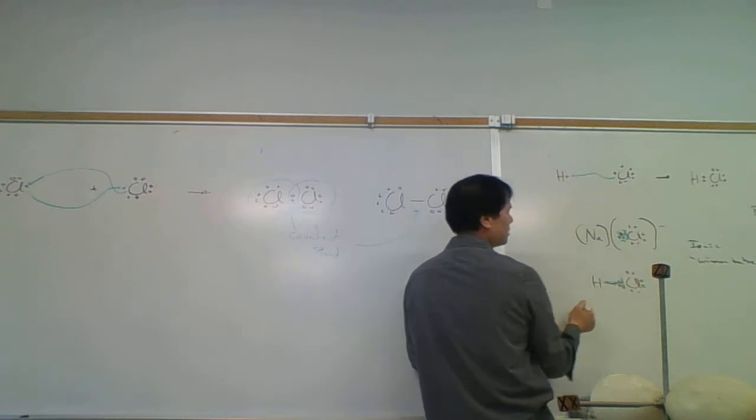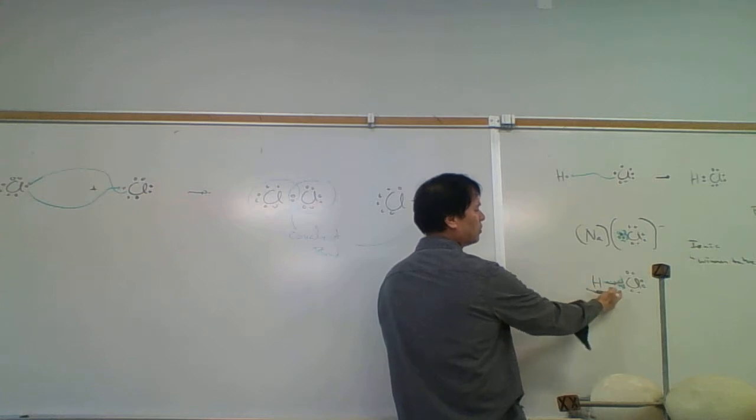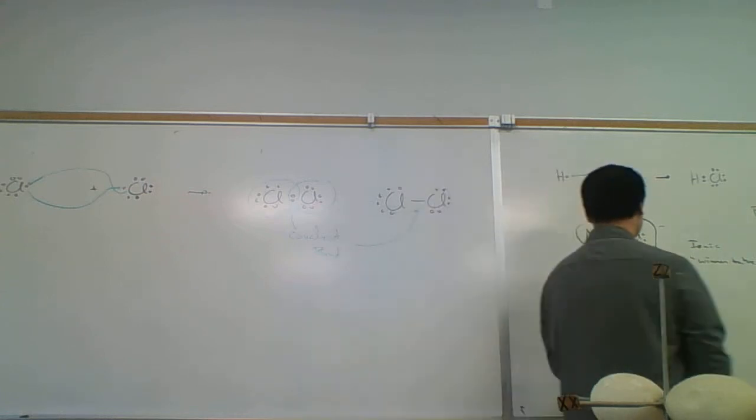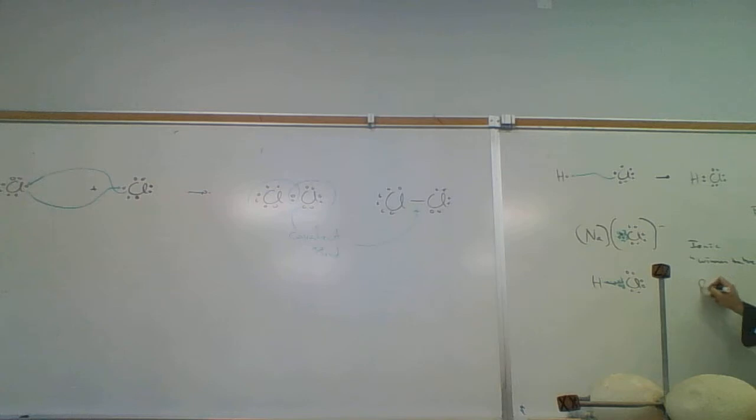And so the cloud's like this. Hydrogen holds on, but chlorine gets most of it. This is the polar covalent bond, where hydrogen holds on to it. So the polar covalent.